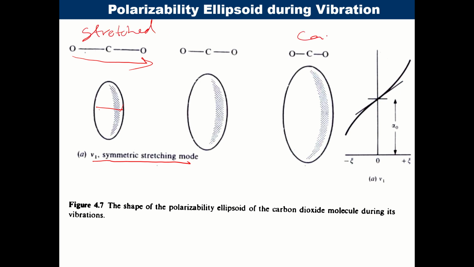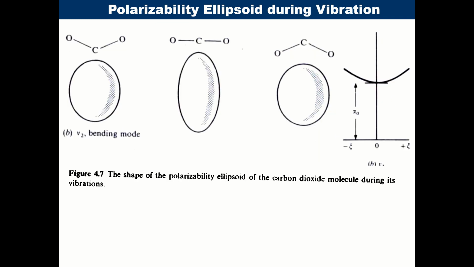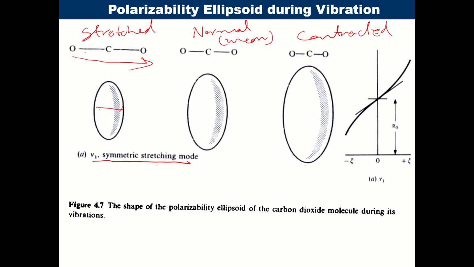This is contracted or compressed, and this is the normal situation, mean position. So in this case, the extent of polarizability changes equally in all the two axes, and so shape is unchanged. So there is no change in shape, but there is a change in size. So size, ellipsoid का size change हो रहा है. So this is Raman active.